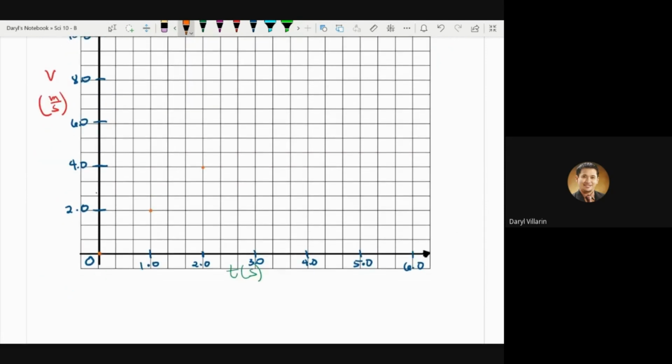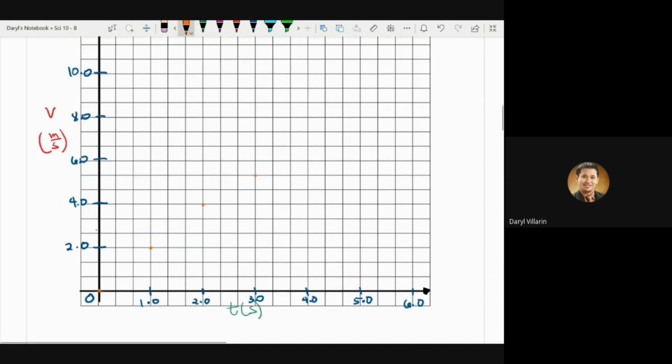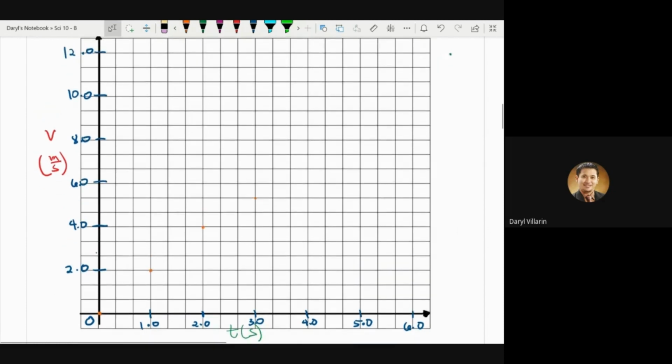So 3 seconds, 5.5. If you can see, you don't have 5.5, but you know that it's in between 4 and 6. So that would be somewhere here. So again, this is your 5, but it's 5.5. When that happens, you can always estimate. You don't need to place 5.5 on your y-axis. Just try to estimate where would be the location of the particular value of 5.5.